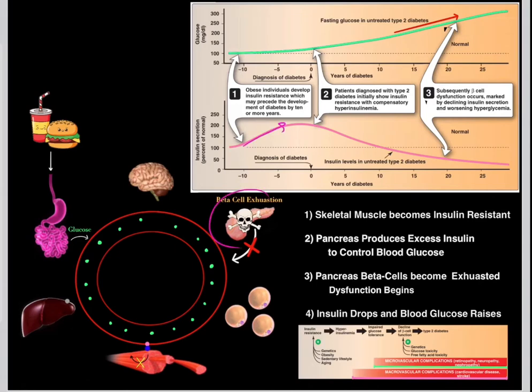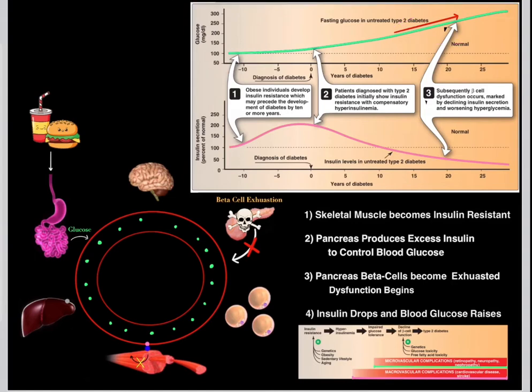But eventually the beta cells in the pancreas are going to get exhausted and those beta cells are going to die. So then we're going to see the insulin levels drop. So now that the insulin levels drop and the skeletal muscle is still insulin resistant, that's going to lead to the blood glucose levels increasing. And then you have type 2 diabetes. And then you're going to have all the microvascular complications associated with hyperglycemia.